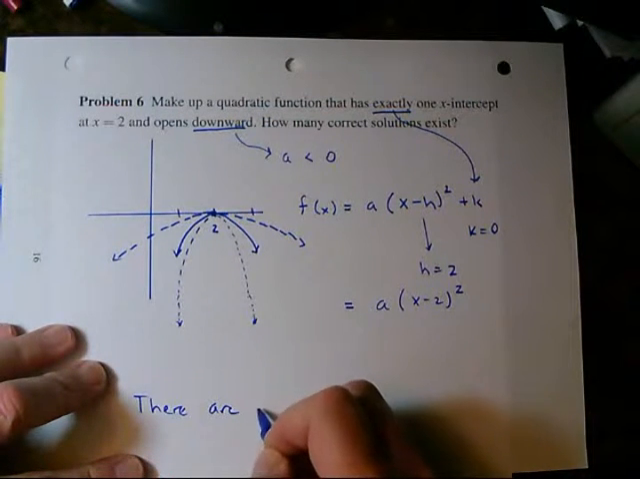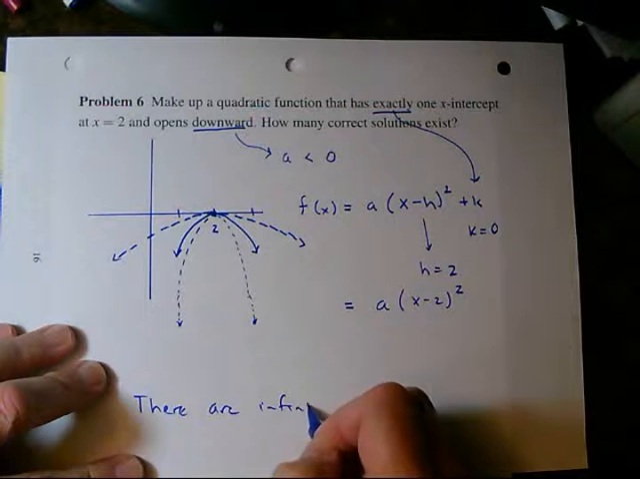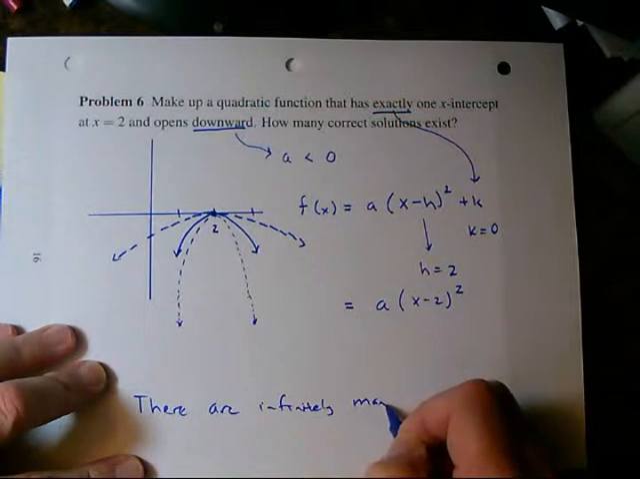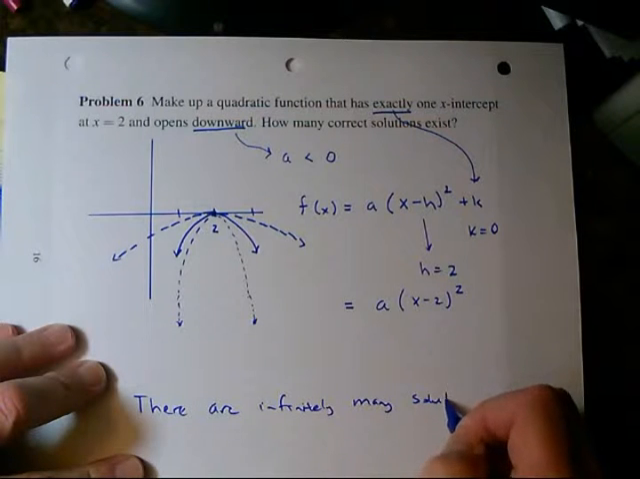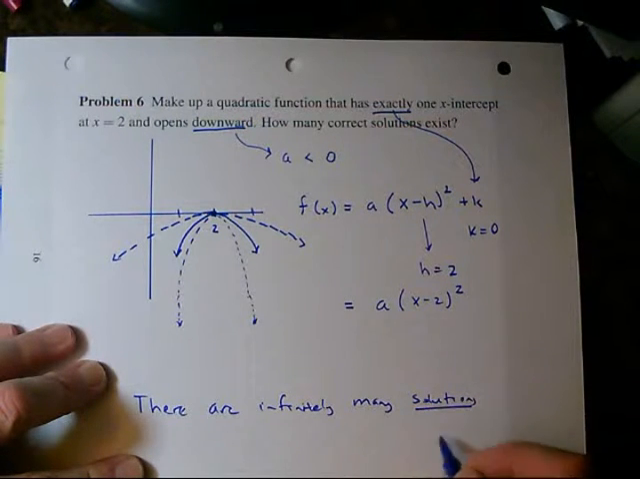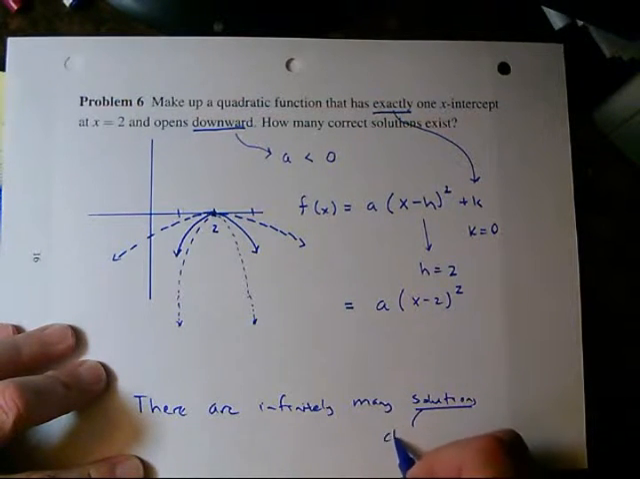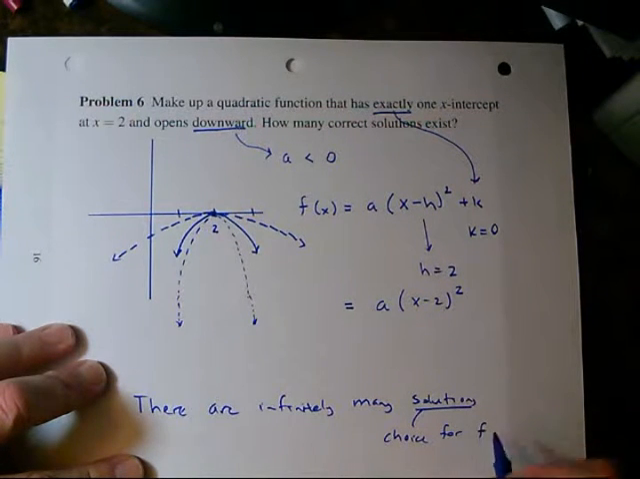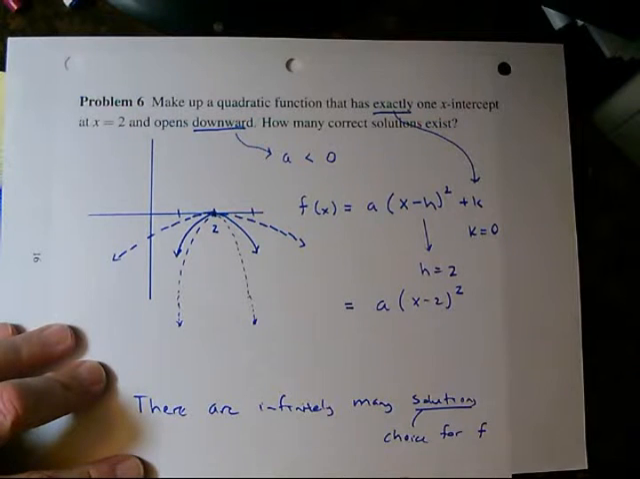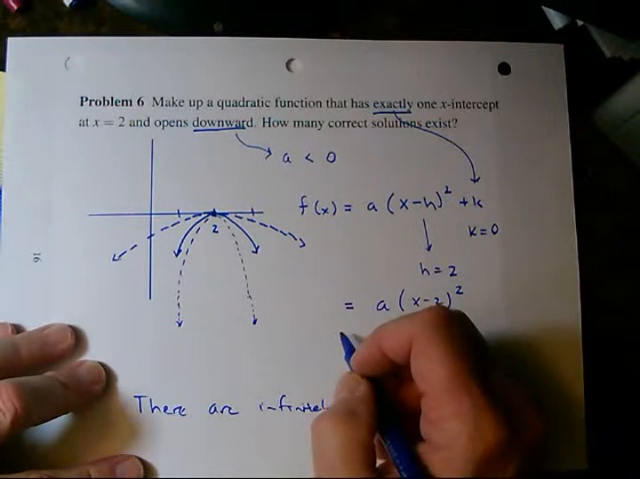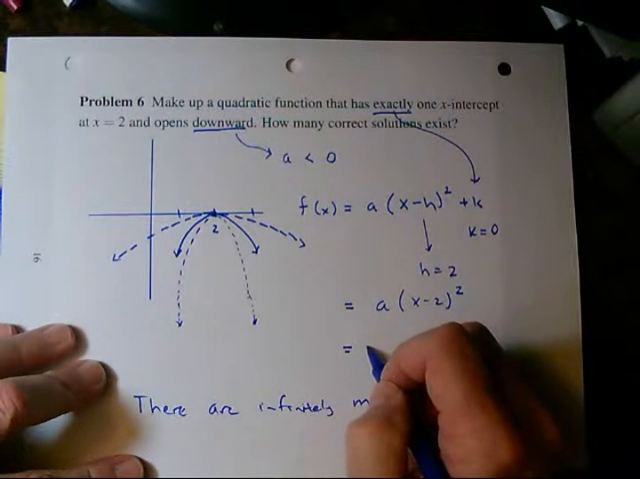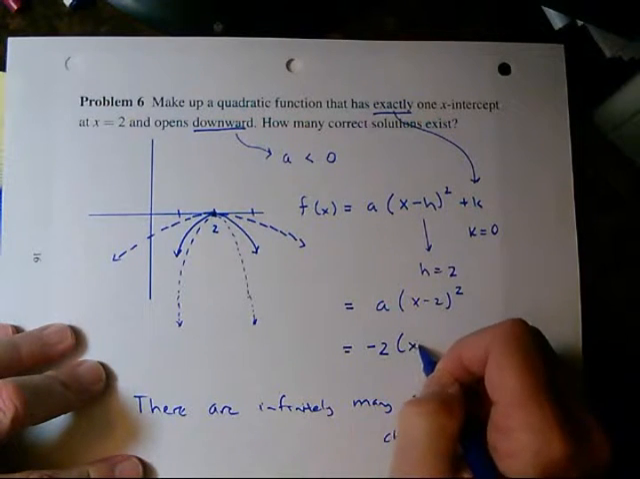So, in other words, we're answering the second question here. There could be, in fact, there are infinitely many solutions. Now, here, a solution means a choice for the function f.